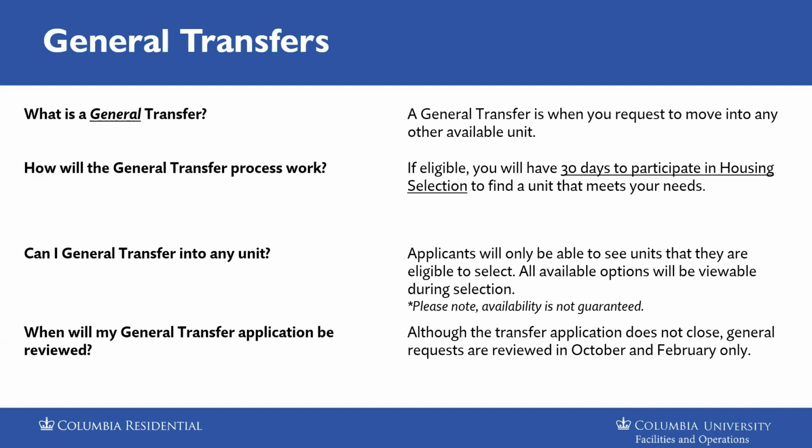If eligible, you have 30 days to participate in the housing selection process to find a unit that fits your needs. Applicants will only be able to see units that they're eligible for. So say, for example, you applied as a single student, you're only going to see whatever units we have available for single students, such as shares, dorms, and in some rare cases, some studios and 1-bedrooms. Again, contingent upon availability. Although the transfers are not closed, general transfer requests are reviewed in October and February of each academic year. So keep that in mind as well.